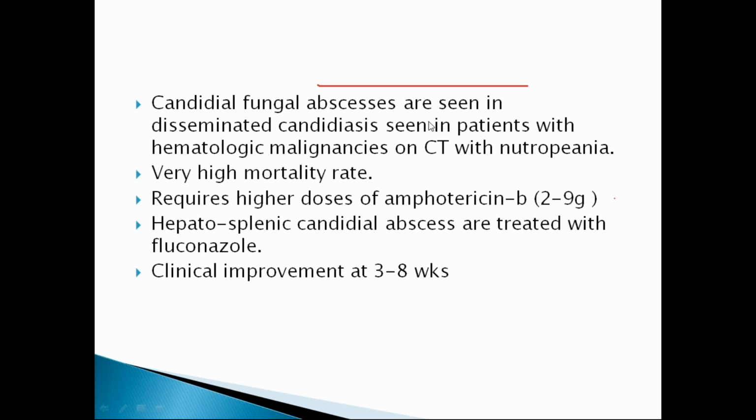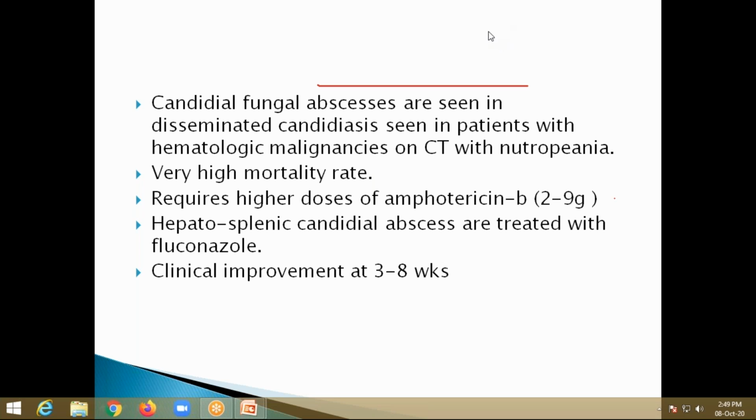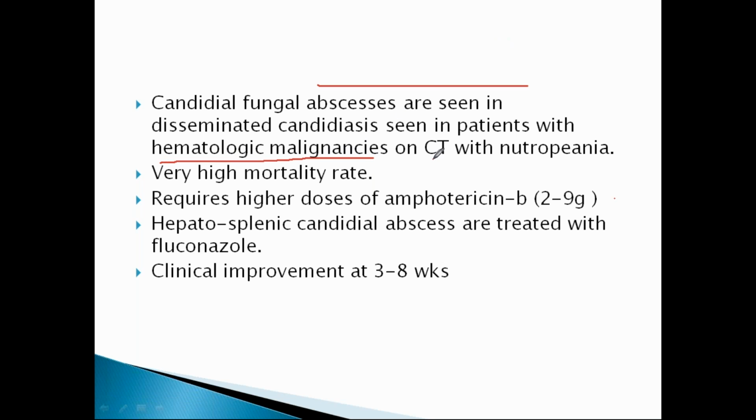Candidal abscesses are seen in disseminated candidiasis with severe hematological malignancies on chemotherapy, with neutropenia. So only very severely immunocompromised people develop candidal abscesses. Usually associated with a very high mortality rate. The drug is amphotericin B. The most common side effect of amphotericin B is hypokalemia. Potassium will go down. The hypokalemia caused by amphotericin B is heavily resistant to treatment.